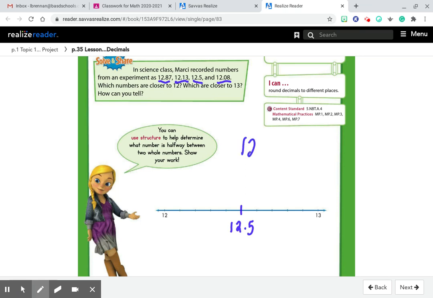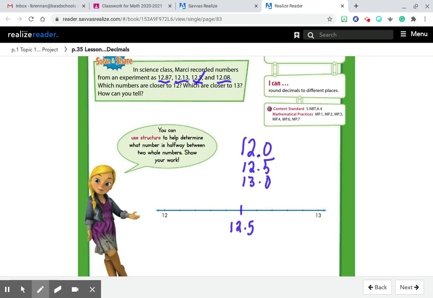And remember what you can do with numbers? You can always add a 0 after a whole number. And 12.5 is halfway between 12 and 13. So I got rid of that one.